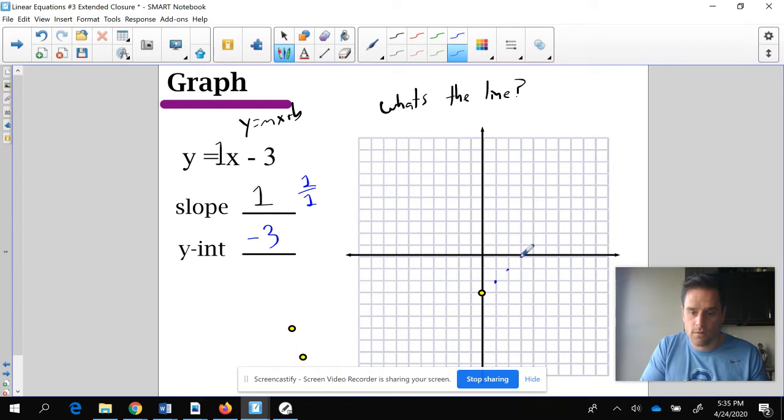Rise up 1, go over 1. Rise up 1, go over 1. And do you guys see there's starting to become a pattern here? And it doesn't matter where you start. That is always going to work.